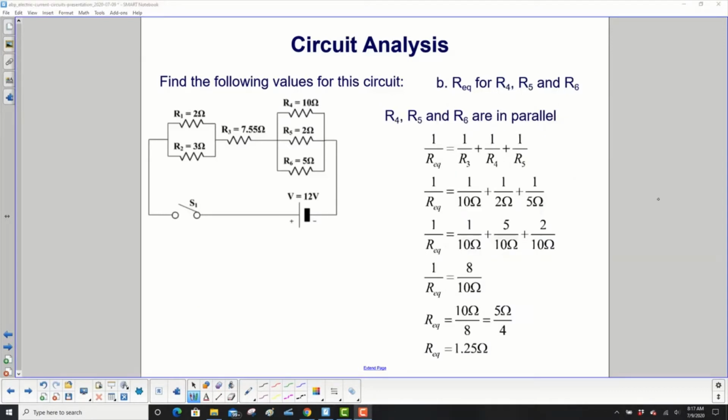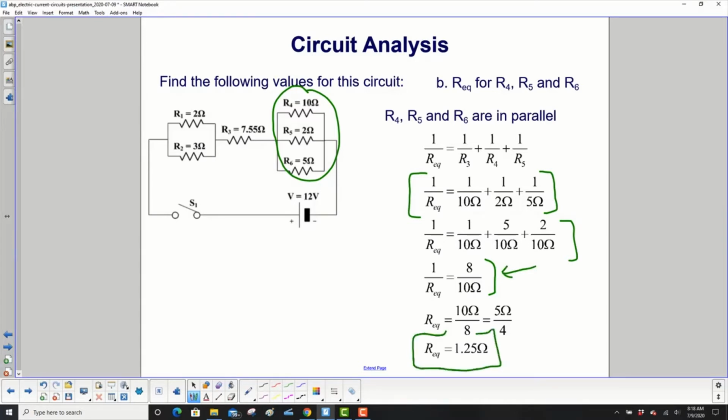Now let's find the equivalent resistance for this group. And here we're going to use the least common denominator method because we didn't derive algebraically what the formula would be for 3 resistors in parallel. So the least common denominator is 10. Add everybody together. We get 10 ohms over 8, once we invert this, which is 5 ohms over 4, and the equivalent resistance is 1.25 ohms.